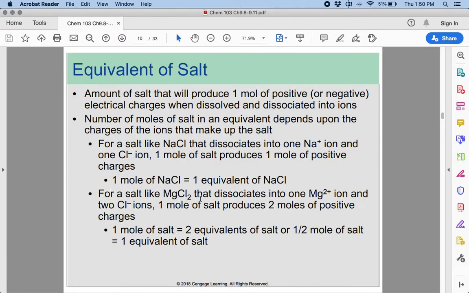A salt like magnesium chloride, when that dissociates, we get 1 magnesium plus 2 ion and 2 of the Cl minus ions, because we have 2 of them. So 1 mole of salt produces 2 moles of positive charges. So 1 mole of salt equals 2 equivalents of the salt, or 1/2 the moles of the salt is to 1 mole of the equivalent.